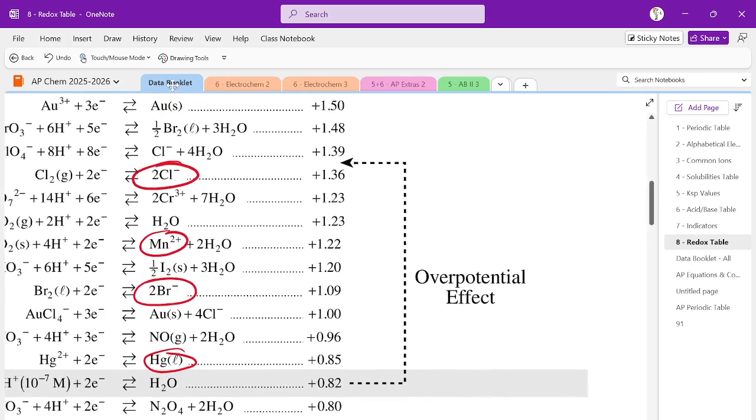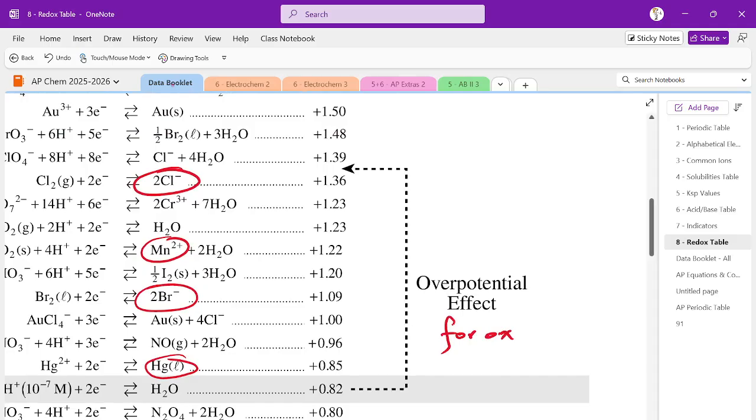So this is the overpotential effect for oxidation. So if you're like, oh, I've got chloride in my beaker, it looks like my E naught ox is negative 1.36 volts, which it is. And I would look and say, water, E naught ox is negative 0.82 volts. Water wins, except that it doesn't because chloride is within that little dashed line area. So chloride would be the preferred reaction compared with water.